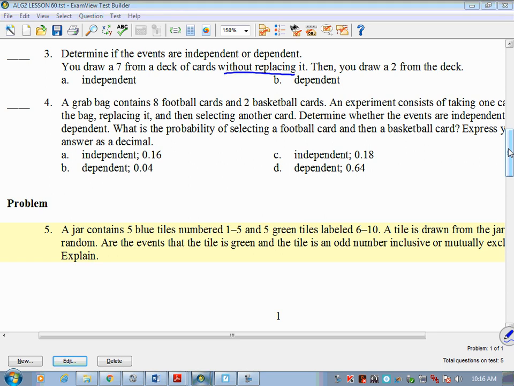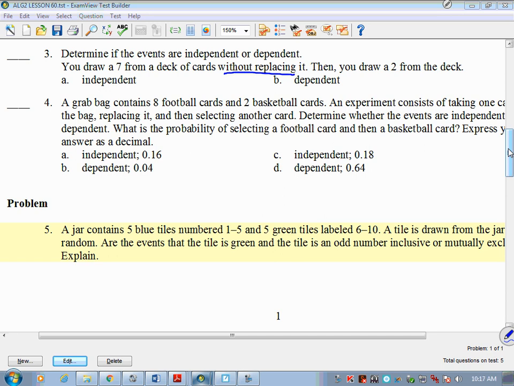Without replacing it. If I had put the 7 back, then the probability of drawing that 2 would not have changed, right? Because probability is number desired over number total. A standard deck of cards has how many cards in it? 52. I had a 1 in 52 chance of drawing that particular 7. Let's say it was the 7 of diamonds. But if I don't replace it and I want to draw a 2 from the deck, has it changed the probability? Now it's that.